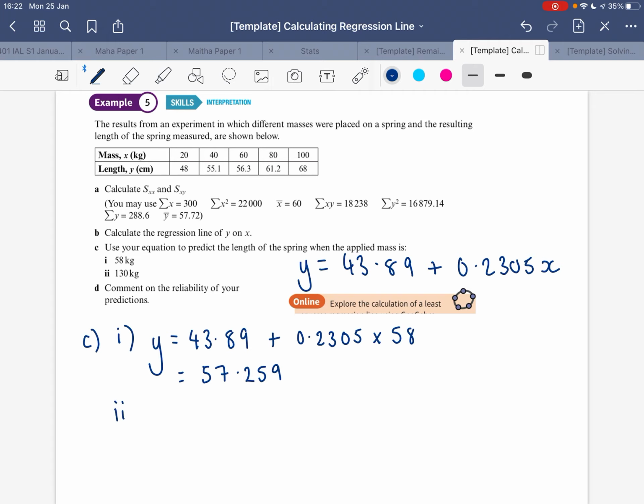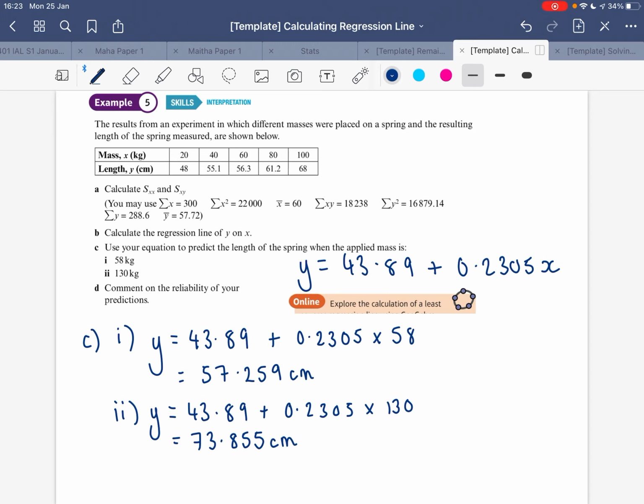If the weight is 130, I'm going to put it into the same equation, 43.89 plus 0.2305 times 130. That gives me 73.855. Obviously those are the lengths, so these are both centimetres. Just to make sure you've covered all the bases, make sure you put a unit in there.